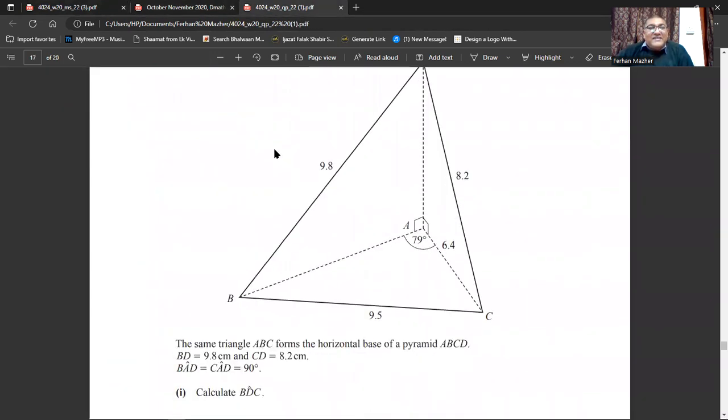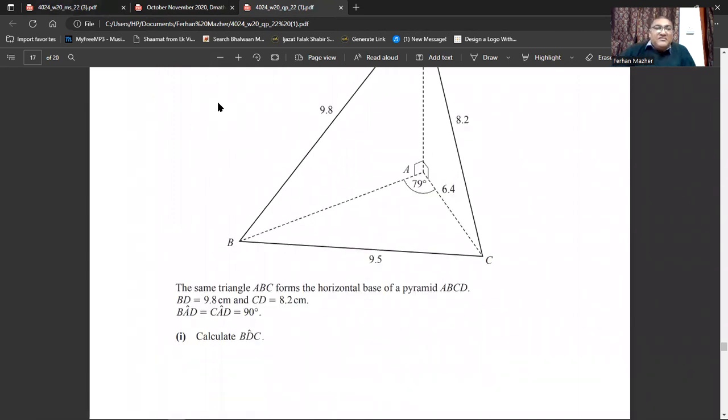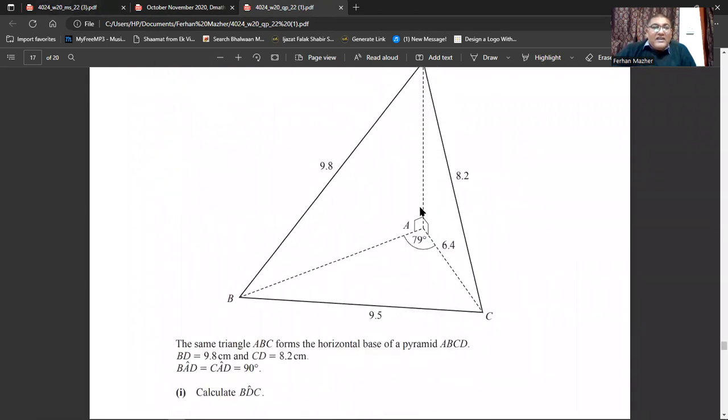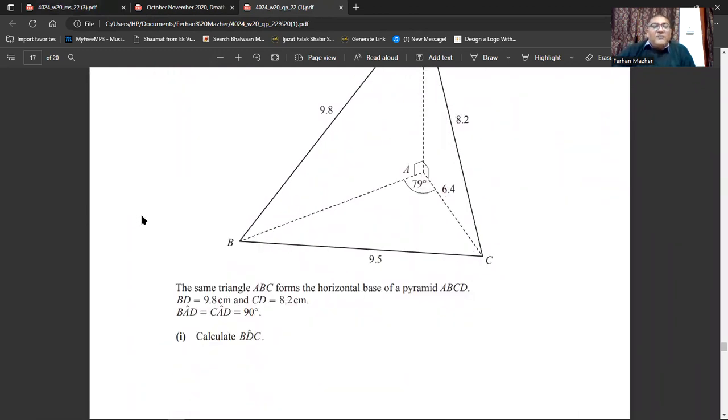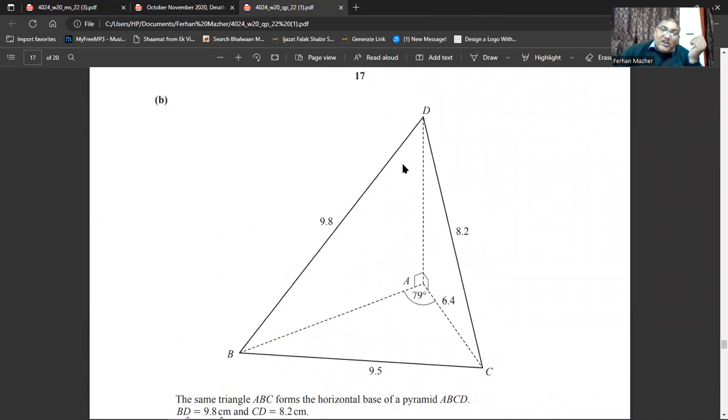So then they say the same triangle ABC forms the horizontal base of a pyramid ABCD. The BD side is 9.8 and the CD side is 8.2. The BAD angle and the CAD angle, they both are 90 degrees. Calculate the BDC angle. They want me to find out this angle.